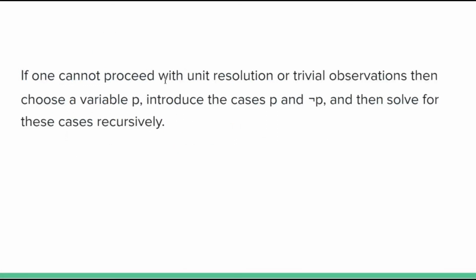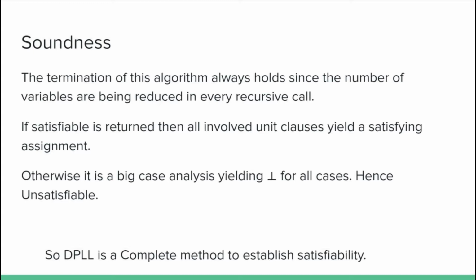If one cannot proceed with unit resolution or trivial observations, then we choose a variable p and introduce case analysis on p and not p, so that in one case we add p to the formula and then continue recursively, and in the other case we add not p to the formula and then continue recursively. The termination of this algorithm always holds, since in every recursive call the number of variables decreases. The number of variables decreases because if we add unit clause p and we do unit resolution on p, after this unit resolution p doesn't occur anymore. So at least one variable is completely removed.